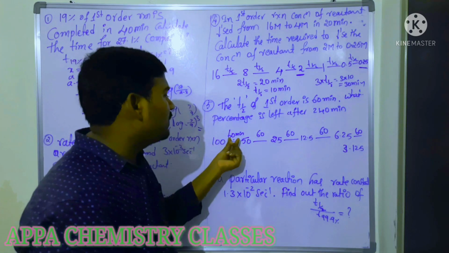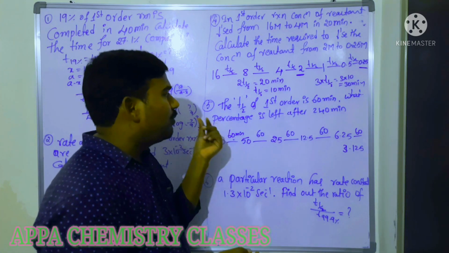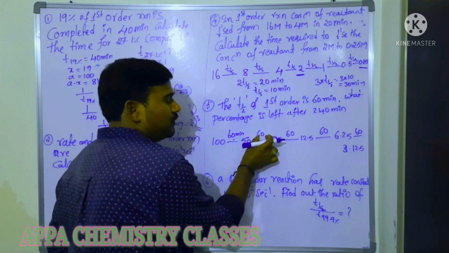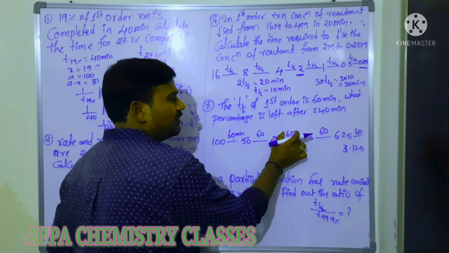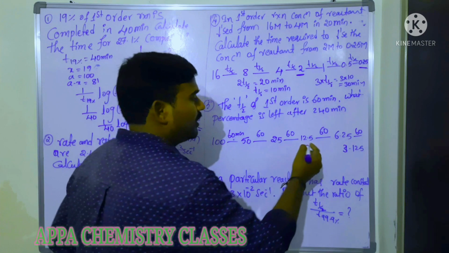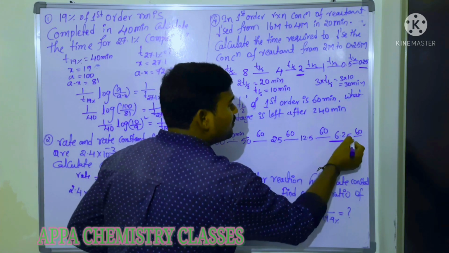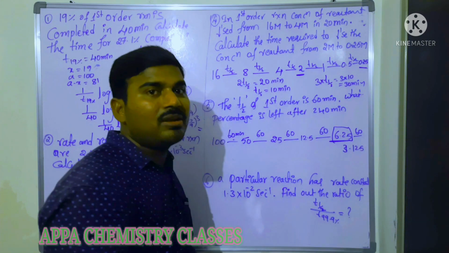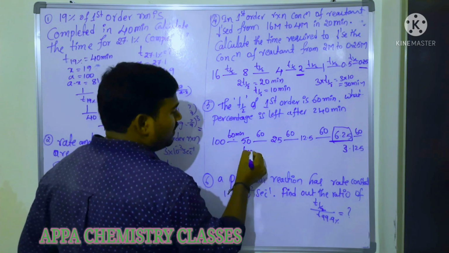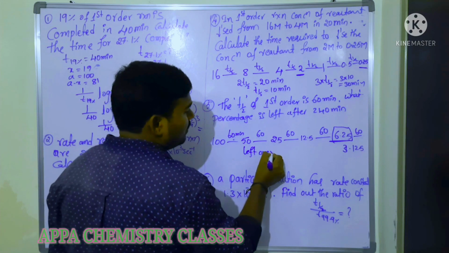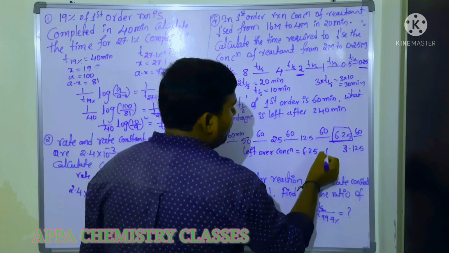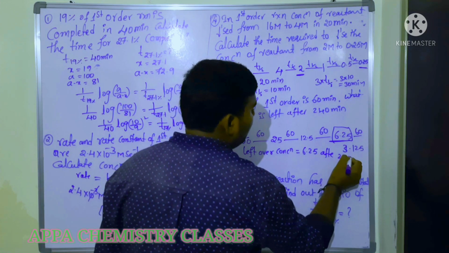So now here the half-life is 60 minutes, that is what they gave. After 240 minutes: 60, 60 is 120 minutes, 120 and 60 is 180 minutes, 180 and 60 is 240 minutes. After 240 minutes, how much percentage is left over? 6.25. So the leftover concentration is 6.25 after 240 minutes.